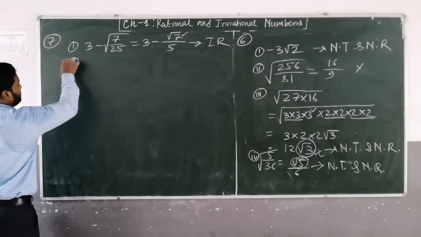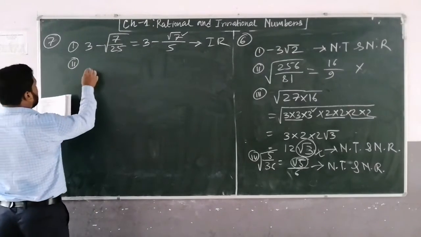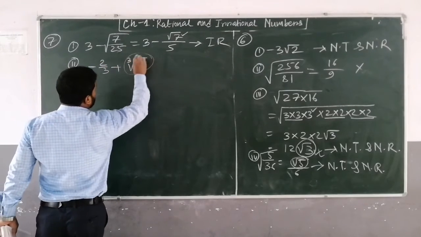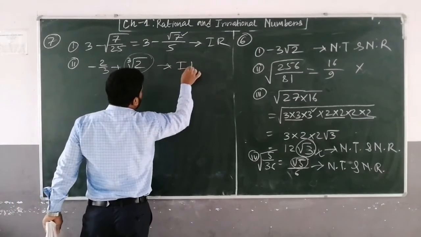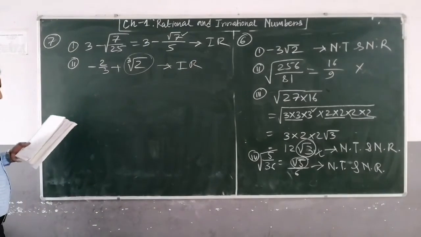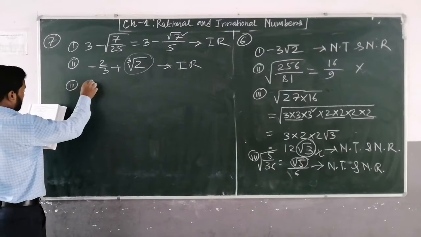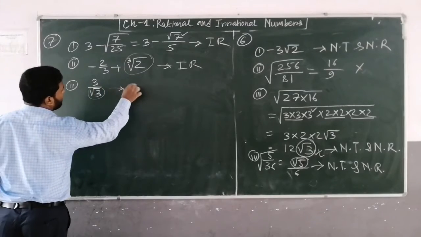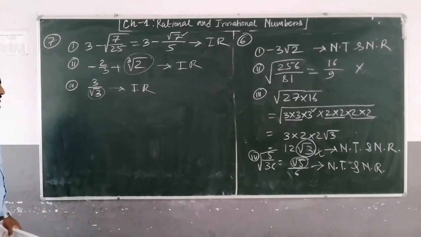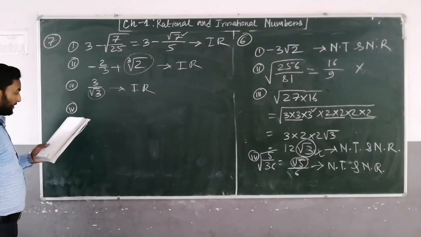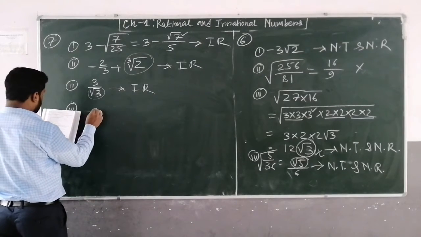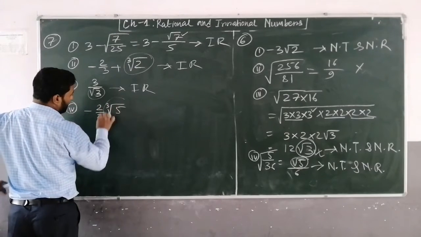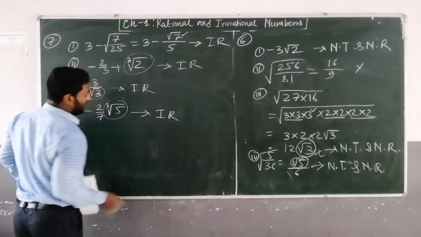Okay. Second part, minus 2 upon 3 plus cube root of 2. This is irrational, means the whole part is irrational. Okay. Third part, 3 upon root 3. This is irrational, so obviously the total part is irrational. Fourth part, minus 2 upon 7 cube root of 5. This is irrational, so the total part is irrational.